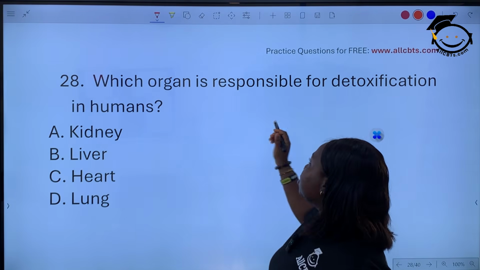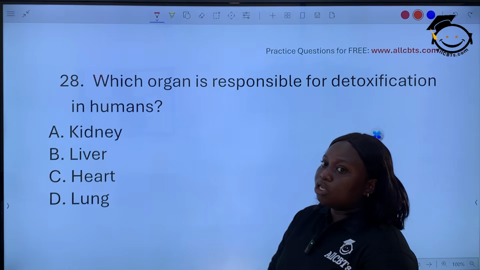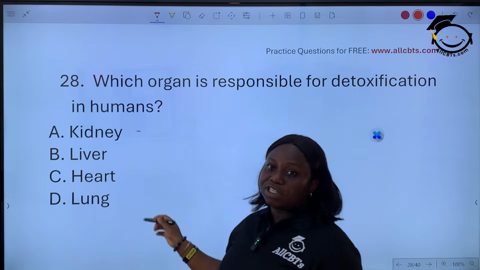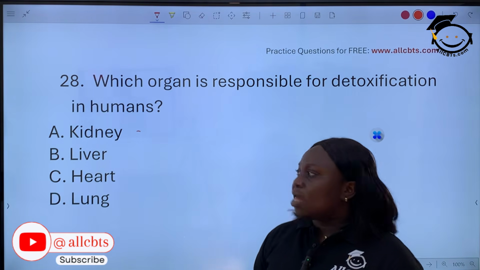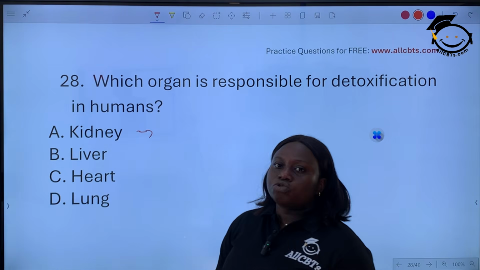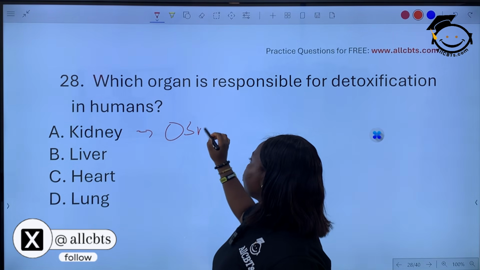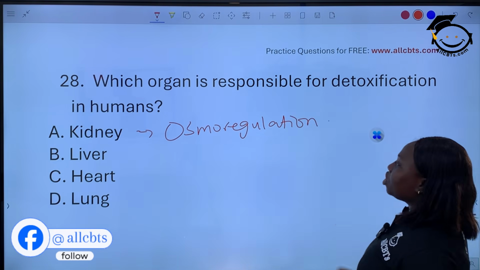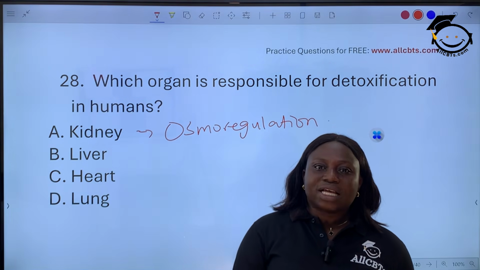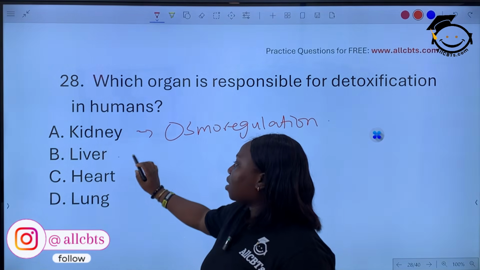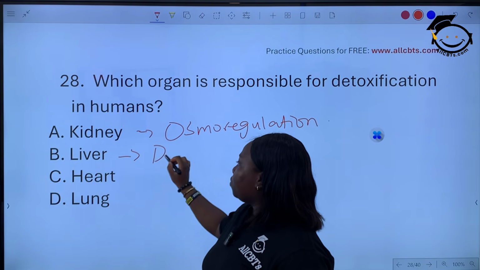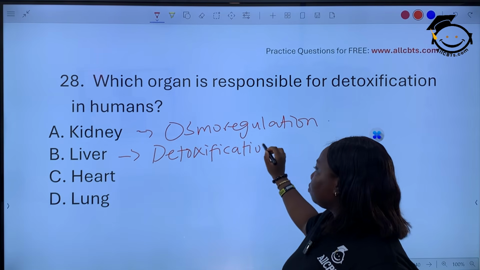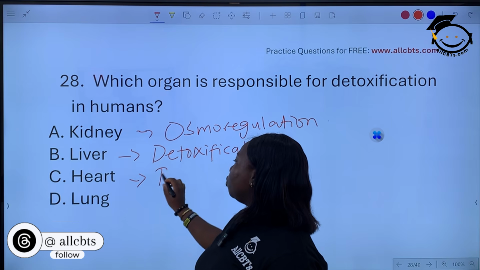Number 28. Which organ is responsible for detoxification in humans? Detoxification. Now let's start from option A, we have kidney. Let's look at the use of all these options. Now, the kidney is used for osmoregulation. What is osmoregulation? That is to control the salt and water content in our body. What is the liver? The liver is for detoxification. The heart is for pumping of blood.